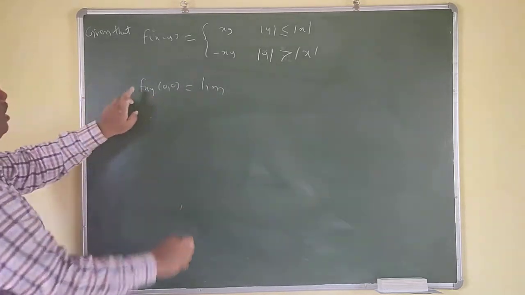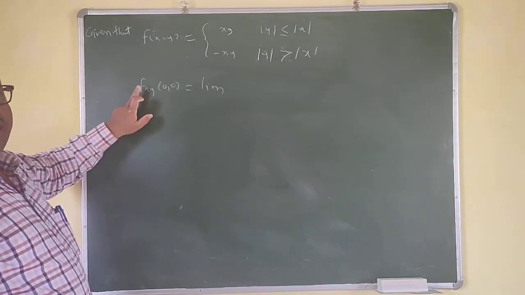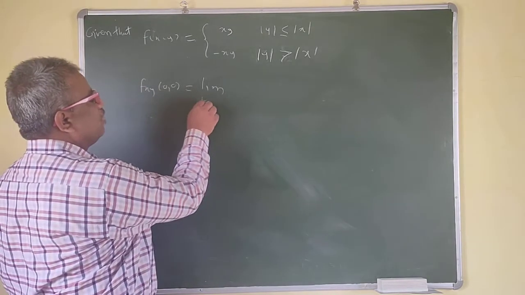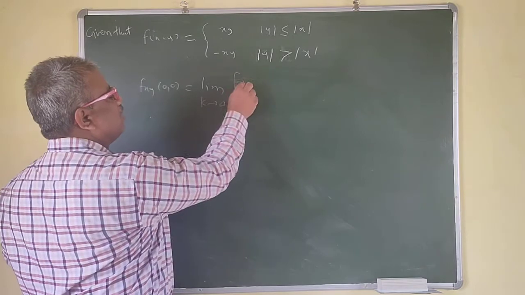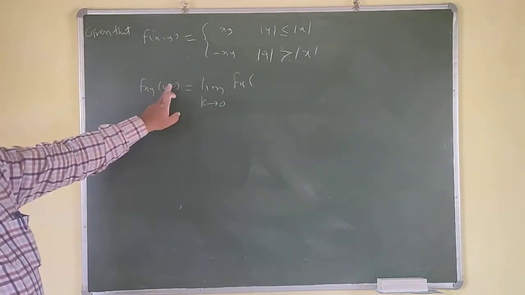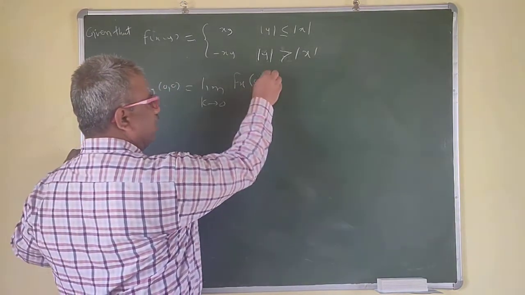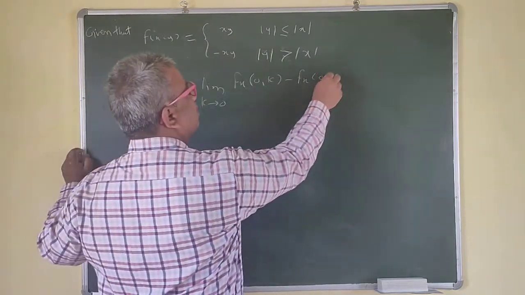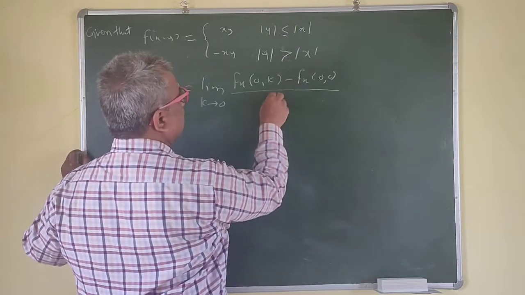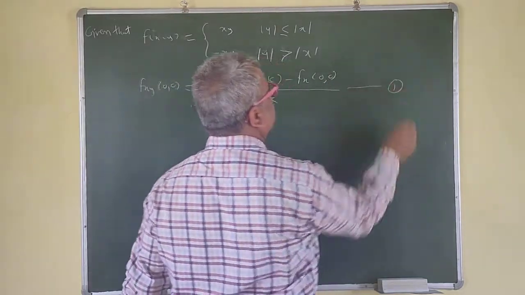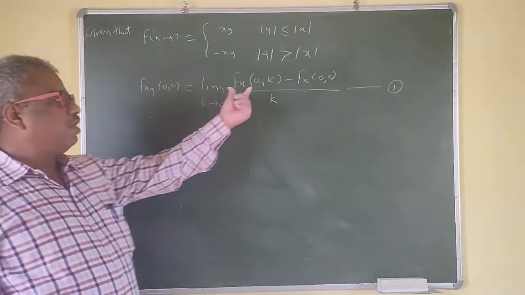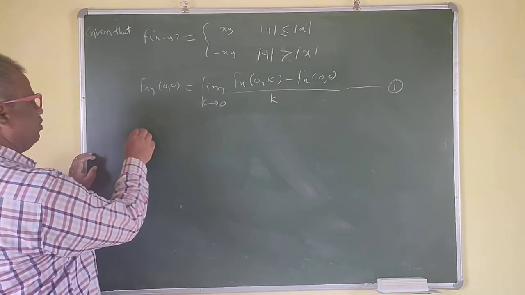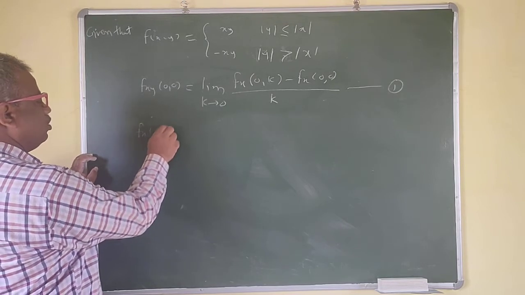So we are differentiating f_x with respect to y, so we'll take the limit as k tends to 0. Your f is f_x, increase your y coordinate by k, that means f_x(0,k), minus f_x(0,0), whose coordinates are the same, upon k. We call this 1, because we need to find the value of f_x(0,k) and f_x(0,0). So first we find f_x(0,k).